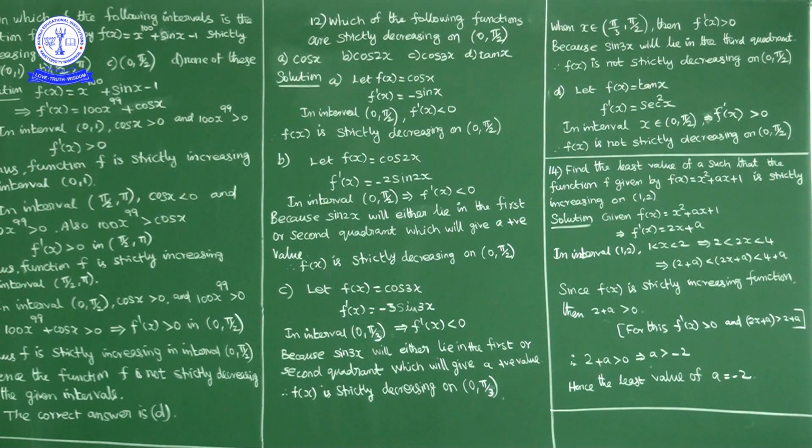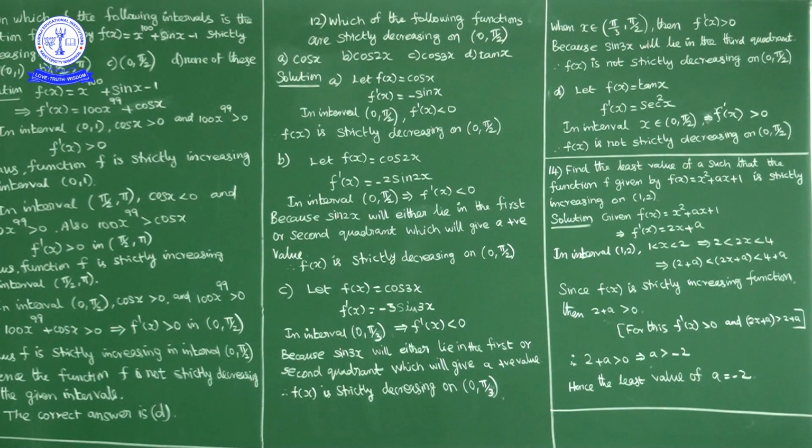So f of x is equal to cos 3x. But this function in some portion is strictly decreasing, and in some portion strictly increasing. 0 to pi by 3 it is a decreasing function, pi by 3 to pi by 2 it is an increasing function. So on 0 to pi by 2, f of x equal to cos 3x is neither decreasing nor increasing. So f of x is not strictly decreasing in the interval 0 to pi by 2.